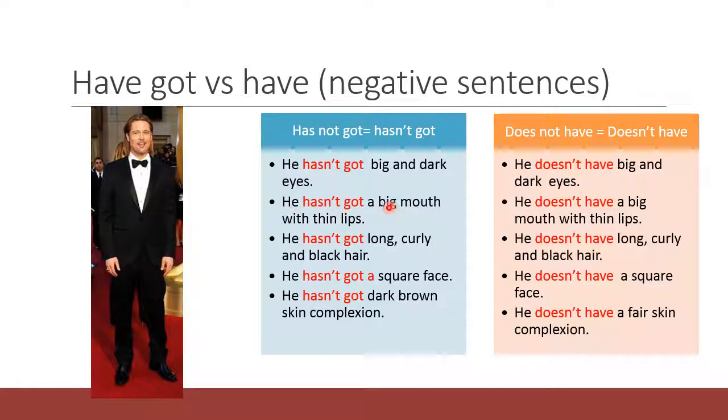He hasn't got a big mouth with thin lips. He doesn't have a big mouth with thin lips. He hasn't got long, curly, and black hair. He doesn't have long, curly, and black hair. He hasn't got a square face. He doesn't have a square face. He hasn't got dark brown skin complexion. He doesn't have a fair skin complexion.